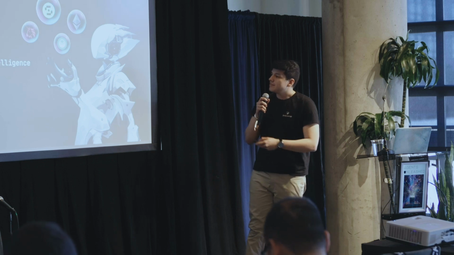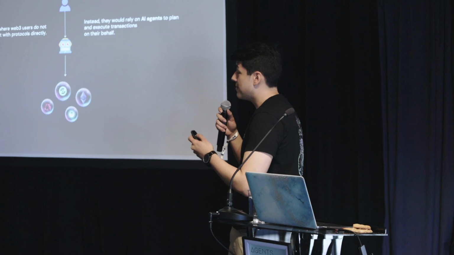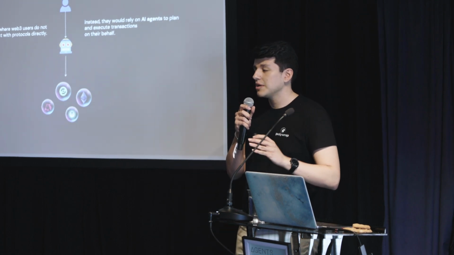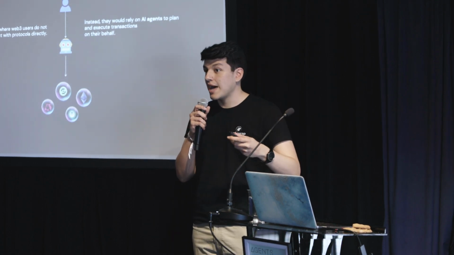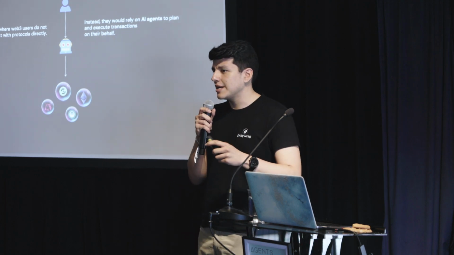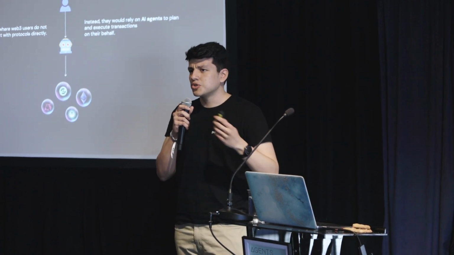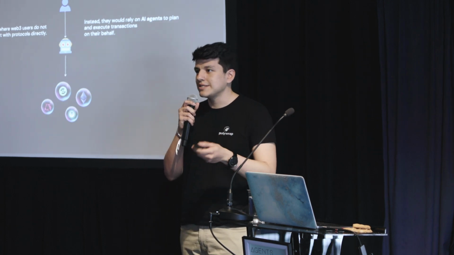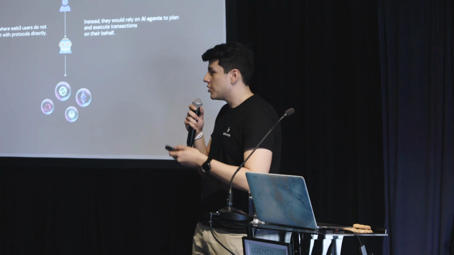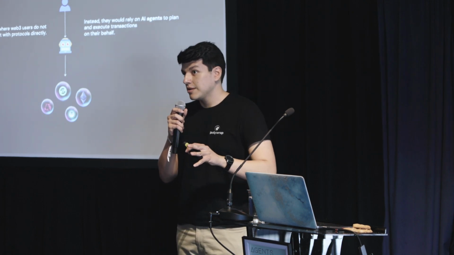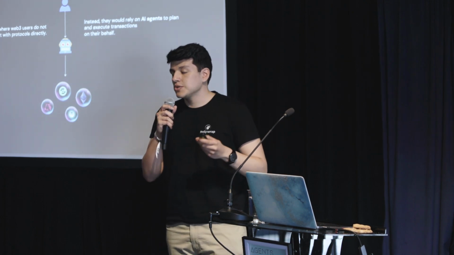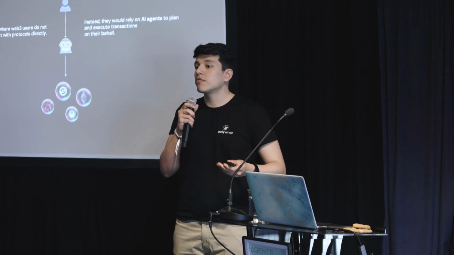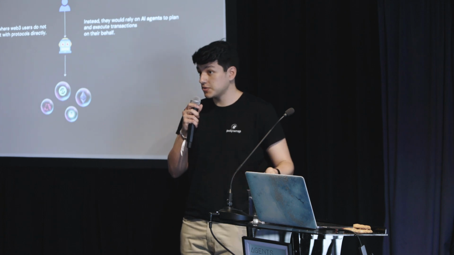So imagine a world where users do not directly interact with protocols, but they do so through the usage of AI agents. These AI agents would analyze on-chain and off-chain data and user preferences, they would find and act on new opportunities, and they would create and execute plans for transactions on the user's behalf. So essentially, agents would be creating a dramatically easier and more powerful experience for the users of Web3.